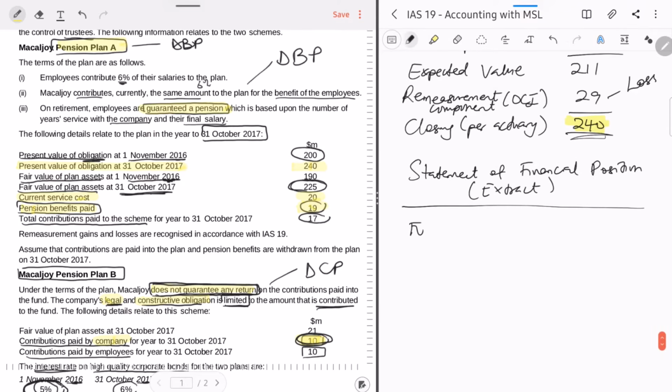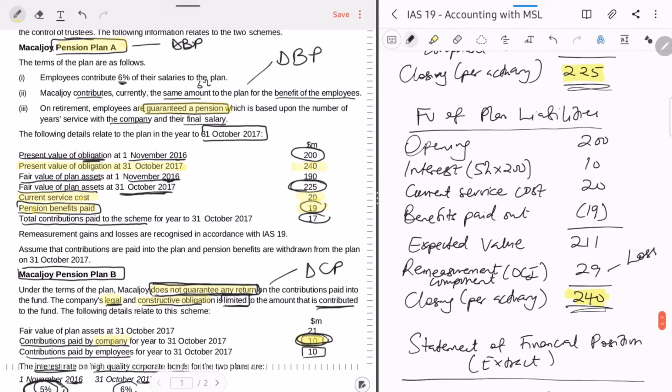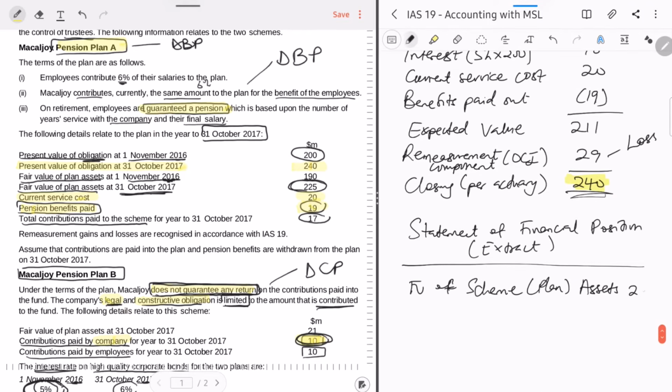So we say fair value of scheme assets. Some people like to use plan, whatever fits you, assets. What did we get? Remember we said assets would be what? 225. So we put here 225. Then fair value of scheme or plan liabilities. What did we get? Right here, 240.